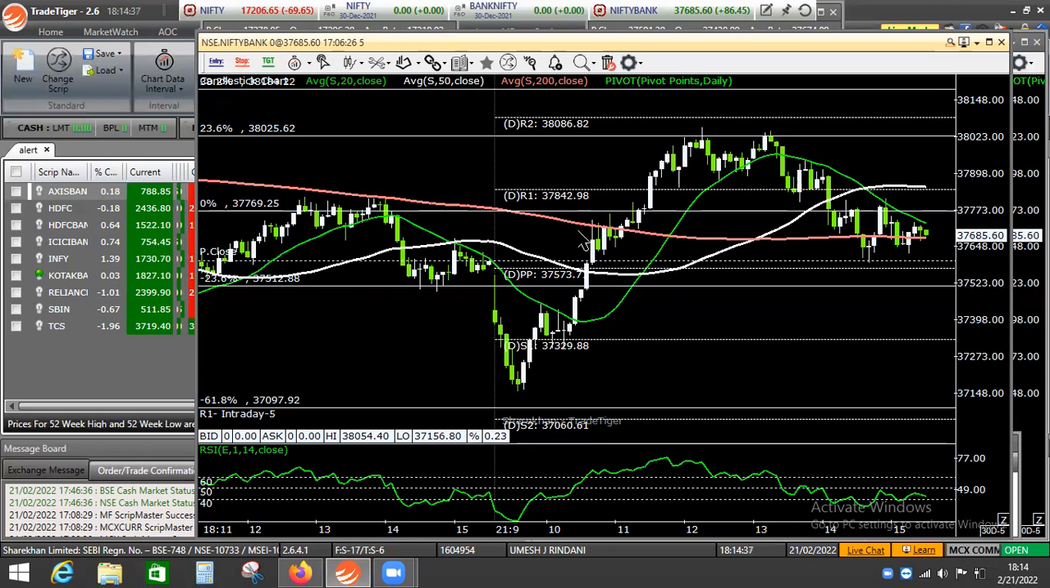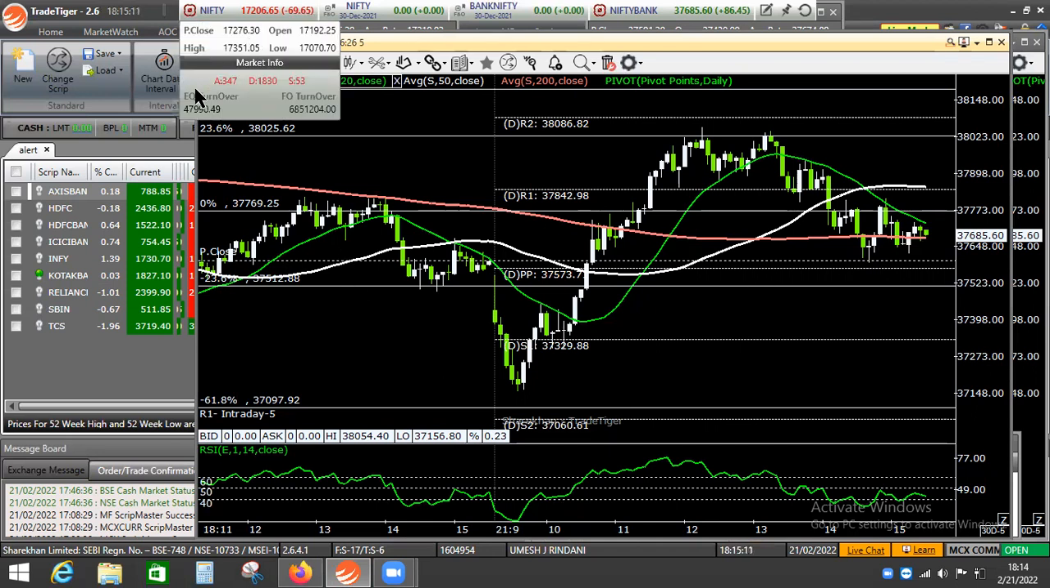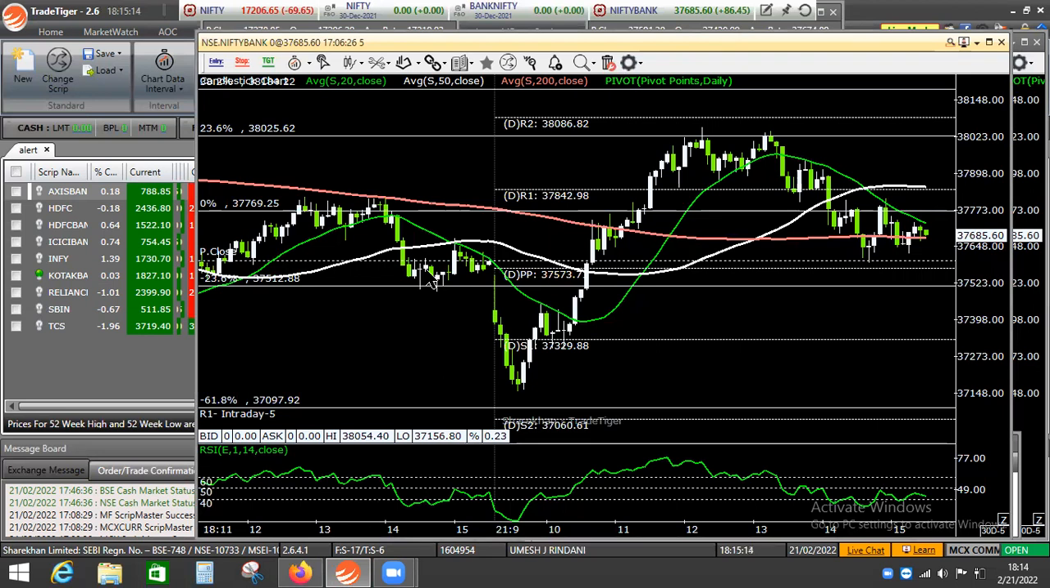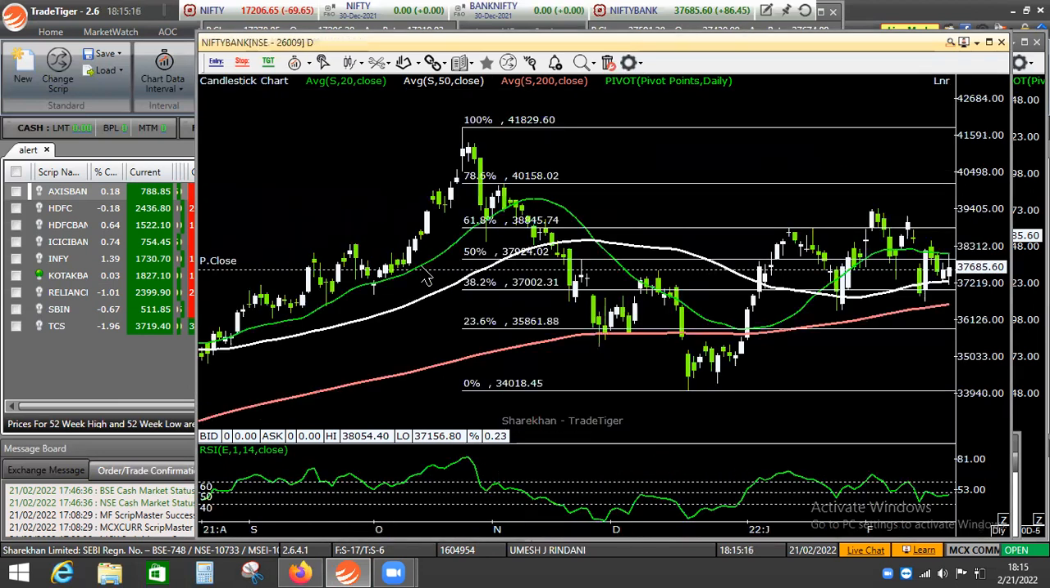hitting supports, turning up. It opened below resistance, came to support, then climbed back up, hit the resistance, again came down, hit the support, bounced back, hit the resistance, fell, support, consolidation, failed, came to previous close, found support, and again fell. This is how the indices have been moving. And this is the best way to analyze the markets if you keep drawing lines of resistances and supports. Let's look at the daily chart because that's how KR teaches you, right?